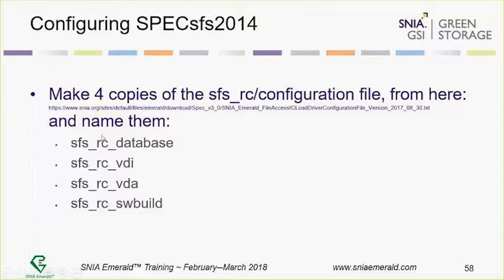And here I said make 4 copies of this thing and give them different names. So you've got the SFS-RC file for when you're going to run the database workload, another one for when you're going to run VDI, and another one for when you're going to run VDA, and so forth and so on. You'll see why I say make 4 copies here in just a minute.